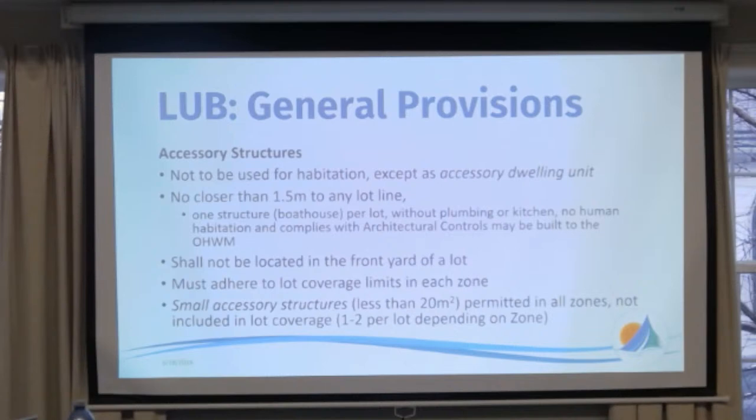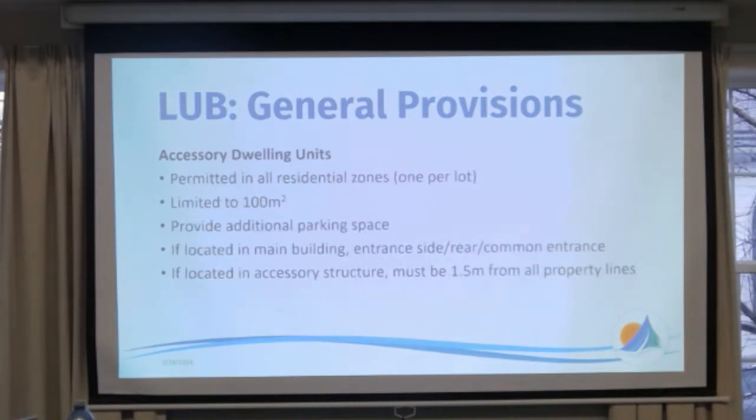And yeah, so now moving into the land use bylaw, just a couple of notes, and some of these will get us back into probably the short-term rental discussion. Accessory structures are essentially anything other than the main building on the lot. If we're talking about a residential lot, your house is the main building. An accessory structure would be a garage or a shed or anything like that. These are regulations for those structures. They have to be set back from property lines. They aren't to be located in the front yard of a lot. They do need to adhere to the lot coverage limits, which we'll talk about in a few slides.